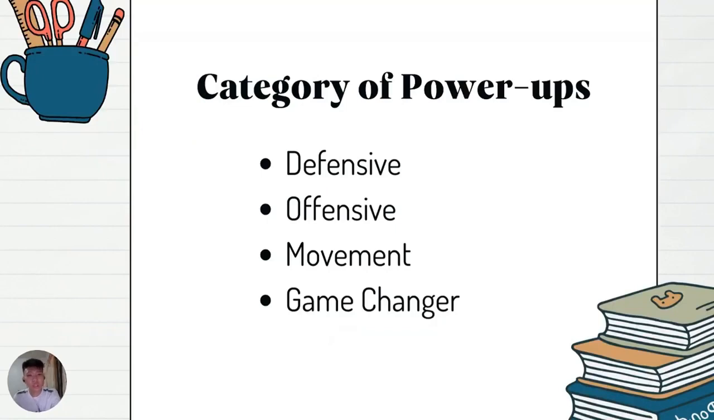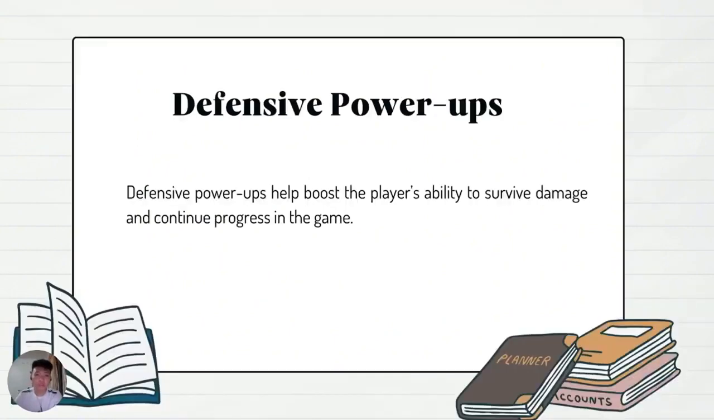So there are four categories of power-ups: defensive power-ups, offensive power-ups, movement power-ups, and game changer power-ups. Defensive power-ups help to boost the player's ability to survive damage and continue progress in the game. Some examples of defensive power-ups are health up, extra life, ability recharge, and invincibility.